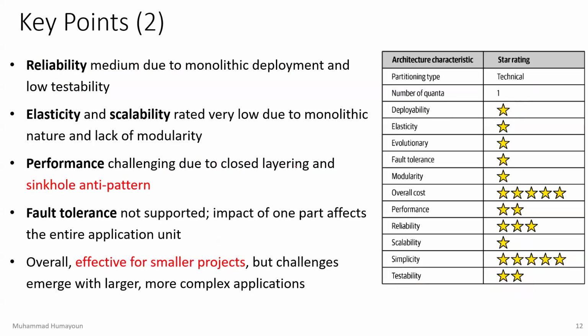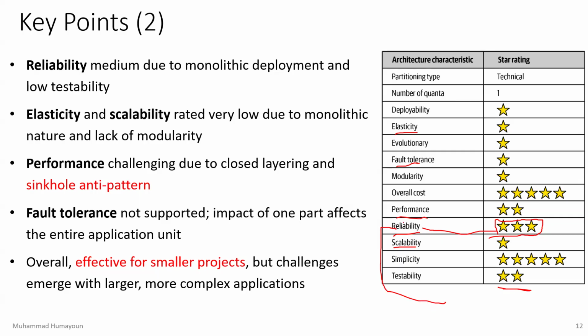Now consider other things like reliability, elasticity, and scalability, for instance. Reliability, scalability, elasticity. Then we have evolutionary, performance is here, fault tolerance is here. So these are also ranked lower, as you can see. Why? The reliability is medium, due to the monolithic deployment and lower testability. Because it is a monolith and the testability score is a bit low. That is why reliability is a little low.